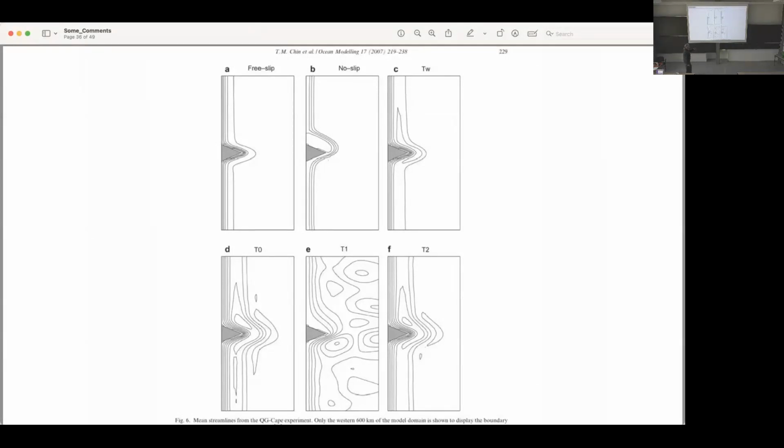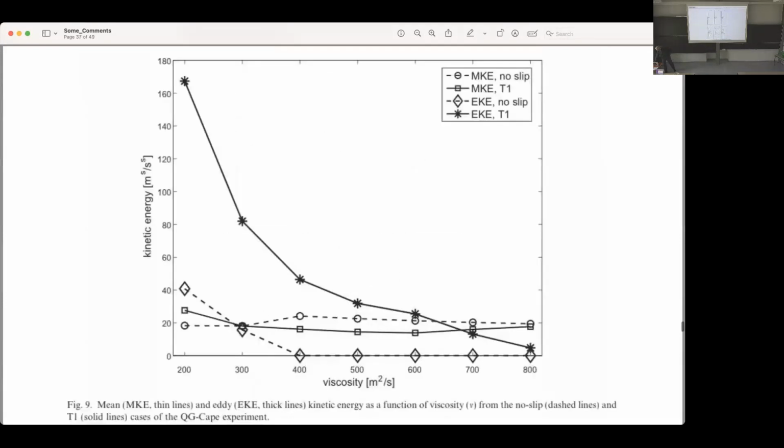And then on the bottom, we have T0. T1 is the low frequency. T2 is the high frequency. And you can see, depending on what stochastic model we use, we generate much different flow patterns.